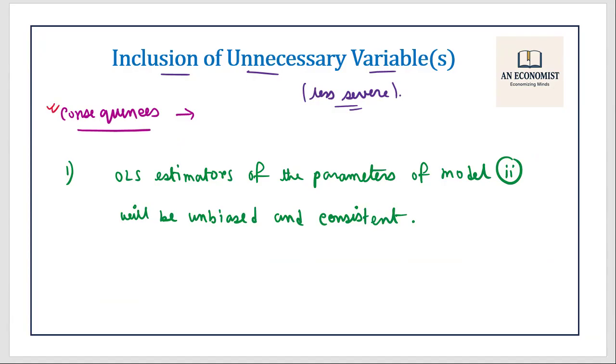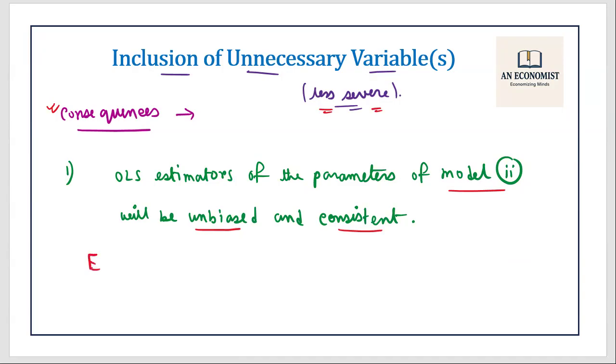The first consequence is that the OLS estimators of the parameters of model 2, meaning the overfitted model, the incorrect model, will be unbiased as well as consistent. So biasedness will not arise. This is a major contradiction to the previous specification error. We have seen that in that case, the estimators were biased and inconsistent. But as I've told you, these consequences will be less severe. Here, the unbiasedness and the consistency hold true.